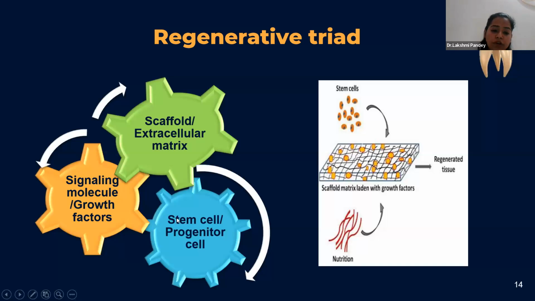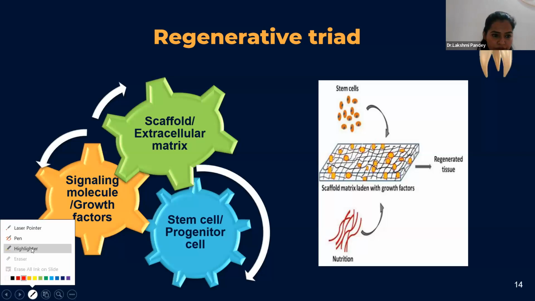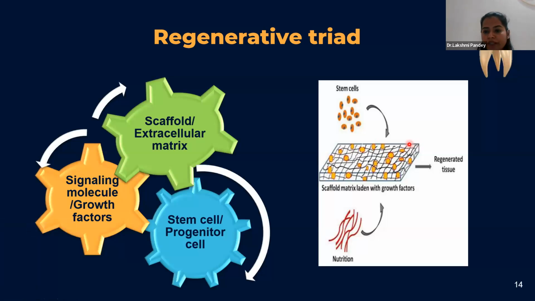progenitor cells to proliferate. As you can see, this is the scaffold. Here, with the laser pointer, this is the scaffold, the stem cells, and here, this is the growth factor, the nutrition. So when the cells go onto the scaffold, the growth factors and nutrients are taken up by the stem cells, and then the regenerative tissue is formed.